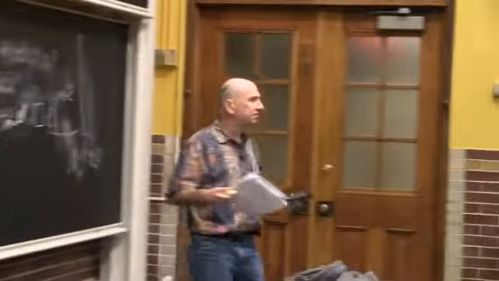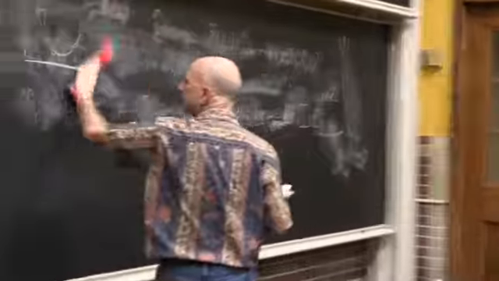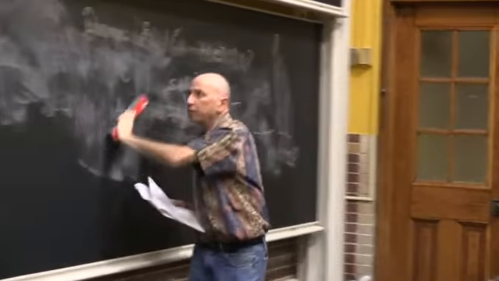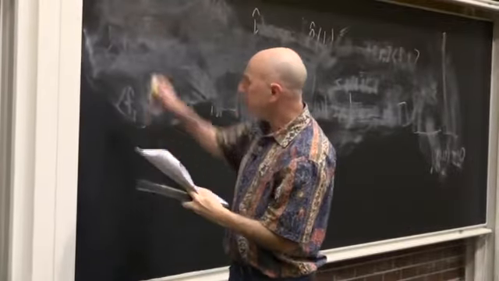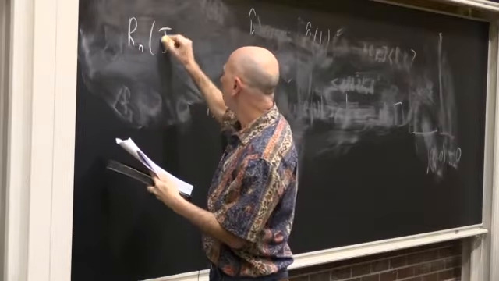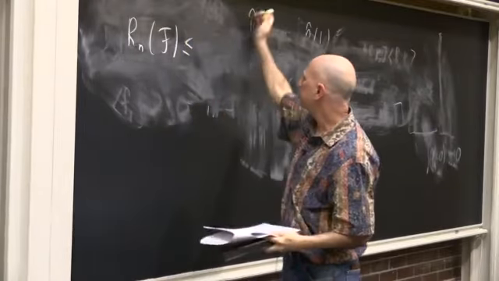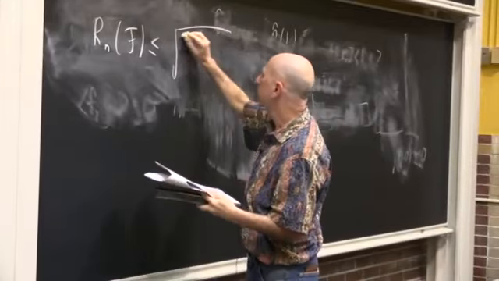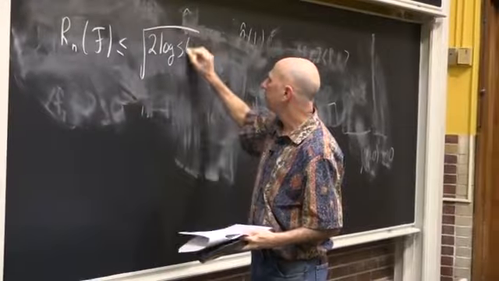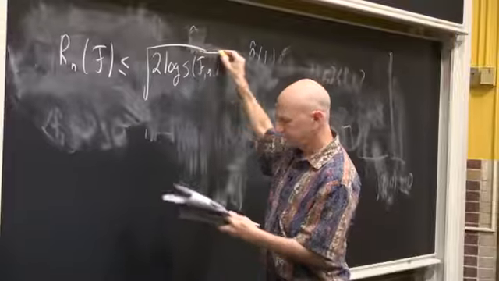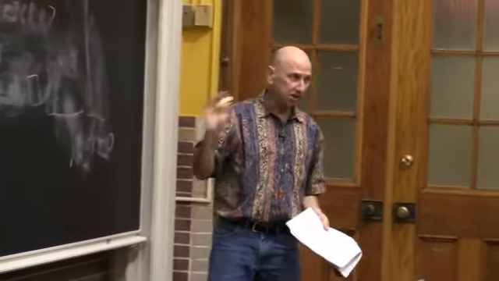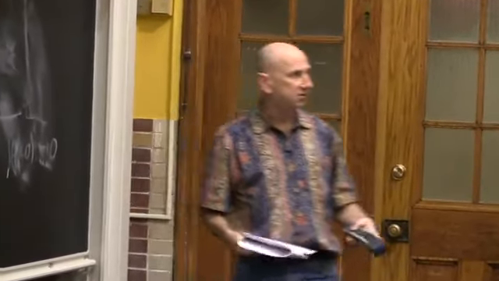Theorem 16 reviews some properties of shattering numbers. You already proved those things in a homework in 705. I won't go through them. But here's the theorem we want to prove, which is that the Rademacher complexity of f is less than or equal to 2 times the square root of the log of the shattering number over n. This is actually not the tightest possible result, but it's a fairly easy one to prove.